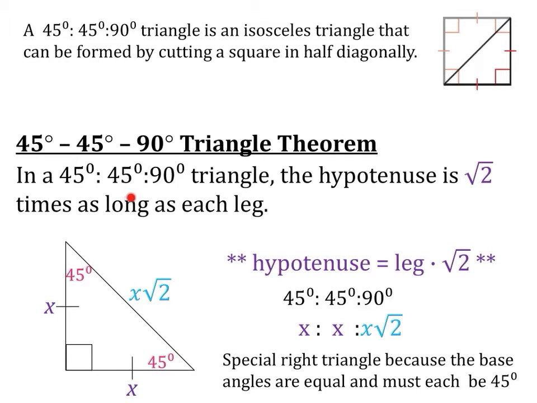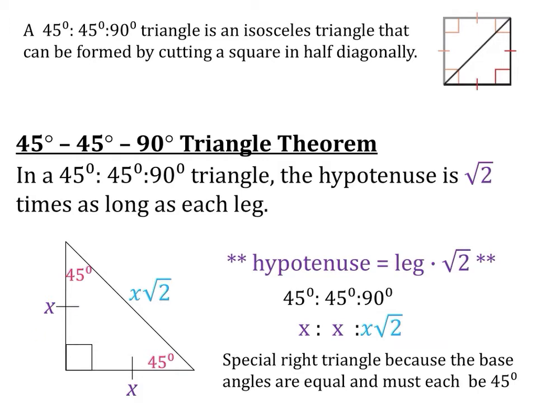In a 45-45-90 triangle, the hypotenuse is always square root of 2 times as long as each leg. Here's our picture. So whatever the leg length is, you can multiply the leg length, whatever it is, times square root of 2. Also, you can go from hypotenuse to leg by dividing by square root of 2.